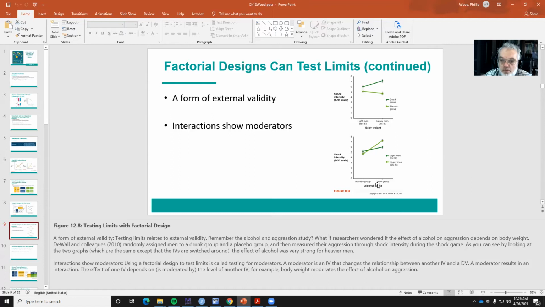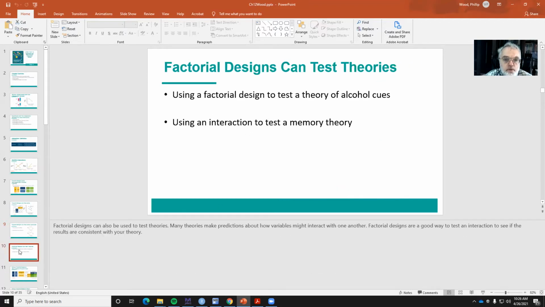And on the bottom, she's saying, well, yes, it's the case that we can look at moderator effects. And these are words for the same thing. So we can test the theory of how strong alcohol cues are depending on levels of another variable. We can look at interactions to test a memory theory.